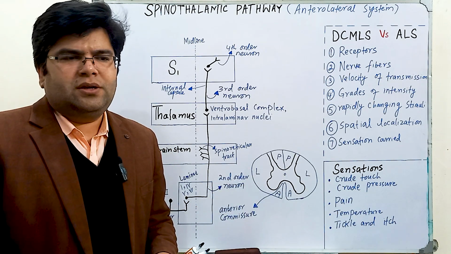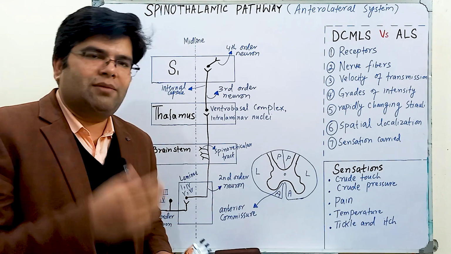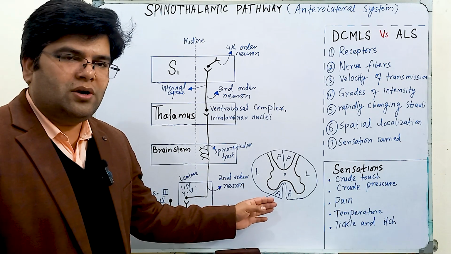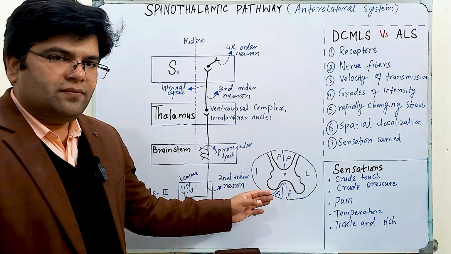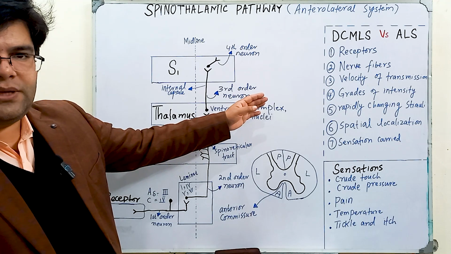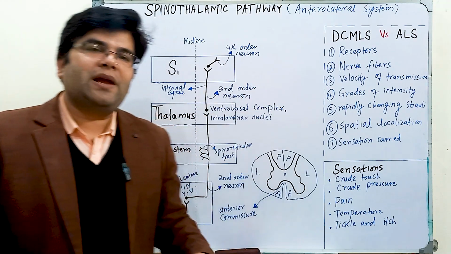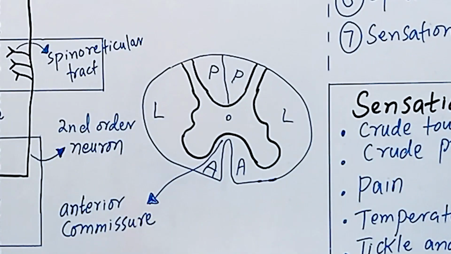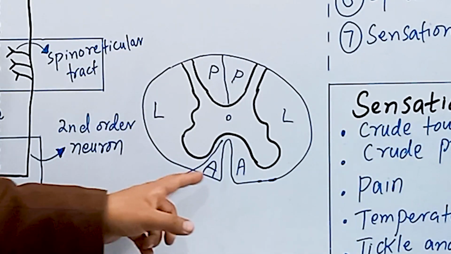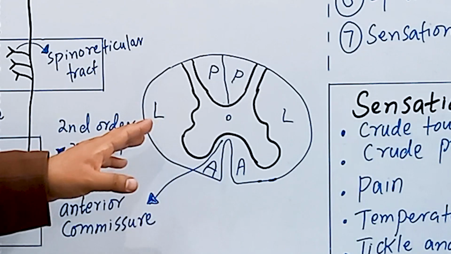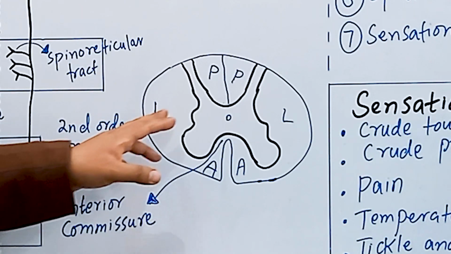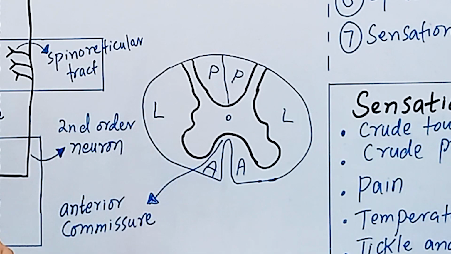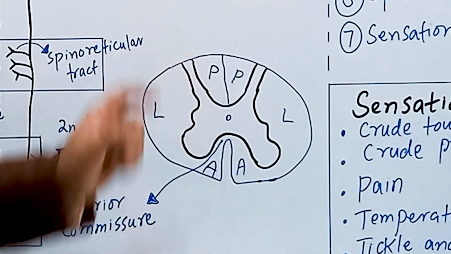Why do we call them spinothalamic? Because these tracts start and travel through the spinal cord and go to the thalamus and then to the brain. So we call them spinothalamic tracts. The anterior spinothalamic tract passes through the anterior white column of spinal cord, and the lateral spinothalamic tract passes through the lateral white column of spinal cord, as compared to the dorsal column tract, which passes through the dorsal white column of spinal cord.